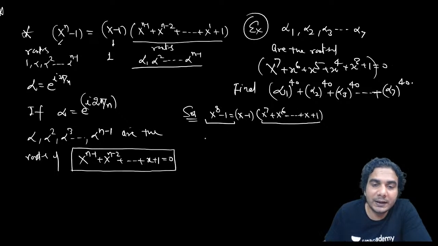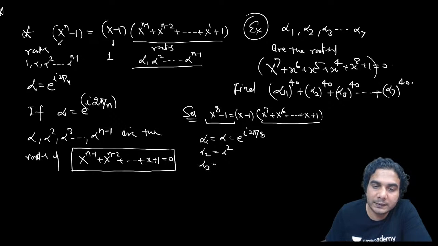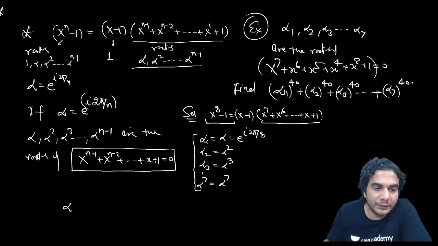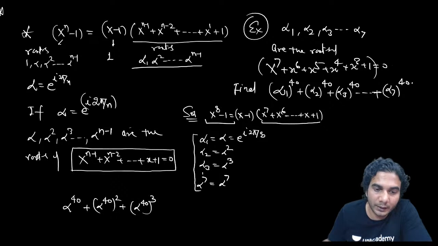So you can say that alpha 1 is alpha, which is e raised to i 2 pi by 8. Then alpha 2 is nothing but alpha square, alpha 3 is nothing but alpha cube, and so on. Alpha 7 is nothing but alpha raised to 7, as simple as that. So these are the 7 roots of the 8 roots of unity, except one. Now what you need is alpha raised to 40, alpha square raised to 40, so alpha raised to 40 whole square you can write. Then alpha raised to 40 cube, and so on.